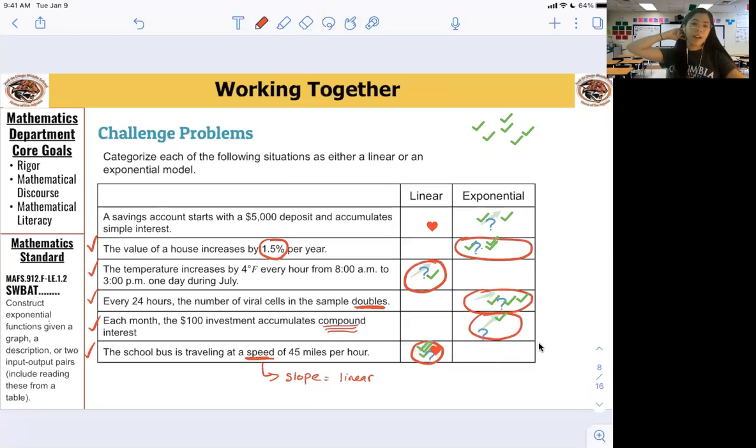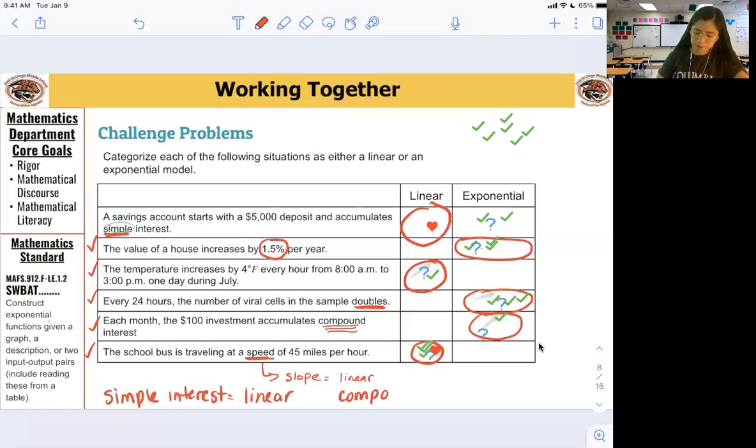And now here, okay, so somebody switched sides. Good job to that person. This looks for a second like it might be exponential, but there's a key word that actually makes it linear. What is that word? Accumulates. Nope. Simple. Simple interest is linear. Compound interest is exponential. So I'm going to write that down over here. Simple interest is linear.